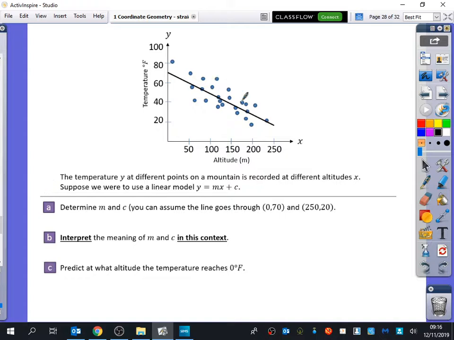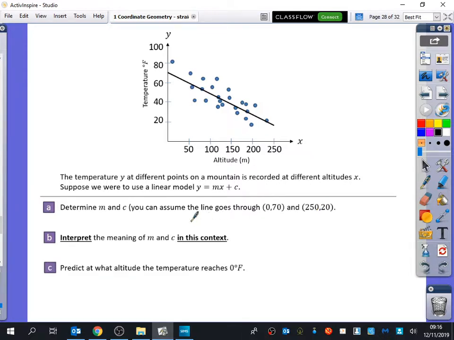They've done a few different plots here, and they've put in a line of best fit, which we can obviously see is going to be a linear model. It says determine m and c, and it says you can assume that the line goes through (0, 70) and (250, 20). So how would I be able to find out m if I know that it's going to go through these 2 points here?